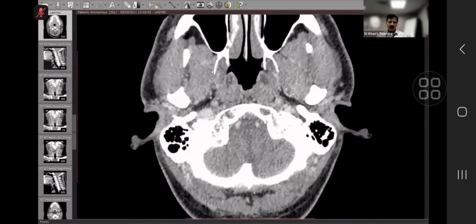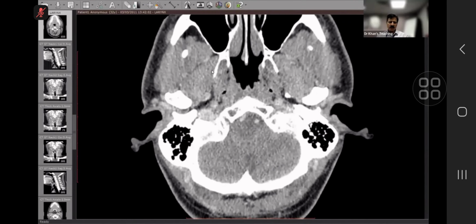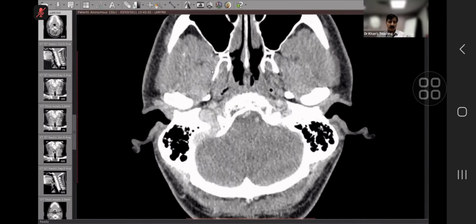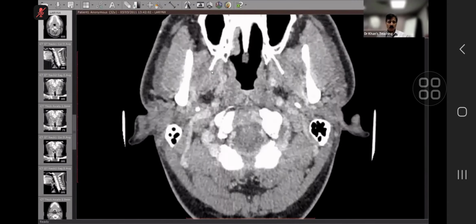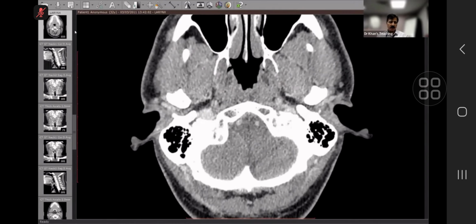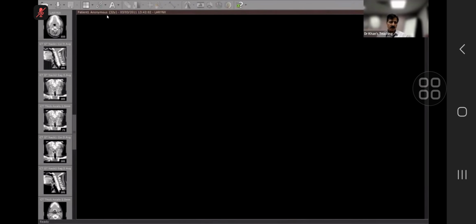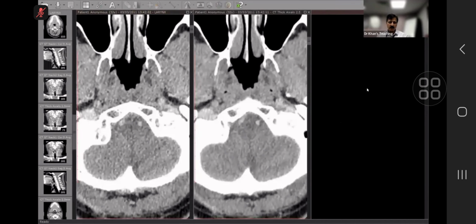So we have done a two-phase CT scan in this case, and we will just quickly go through. Let me just, one second. Let me put a sagittal here also.